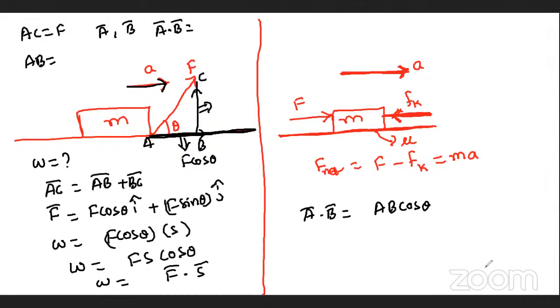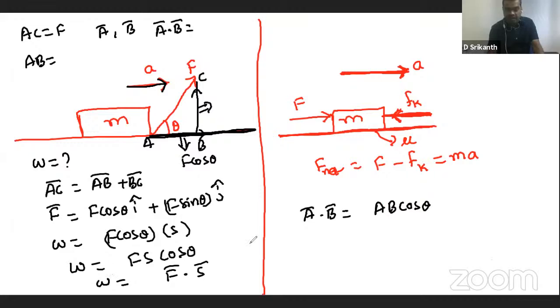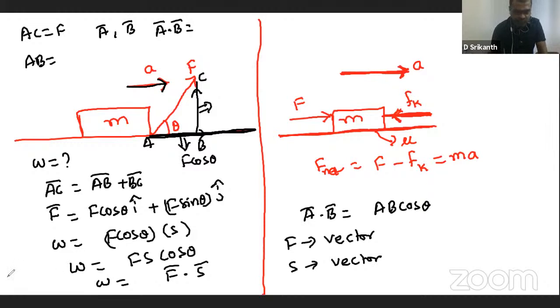AB cos theta I can write as A bar dot B bar. Like that, Fs cos theta I can write as F bar dot S bar, such that force is a vector quantity. Displacement is also a vector quantity. Now, multiplication of two vectors where we get a scalar quantity, that is the dot product.